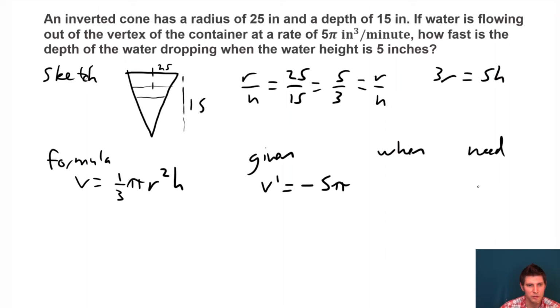How fast is the depth of the water dropping? So basically h prime is our question mark, when the water height is 5 inches, when h equals 5. Now we are going to end up using this.